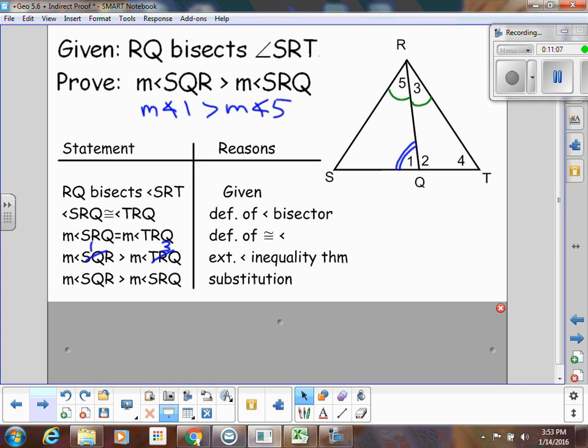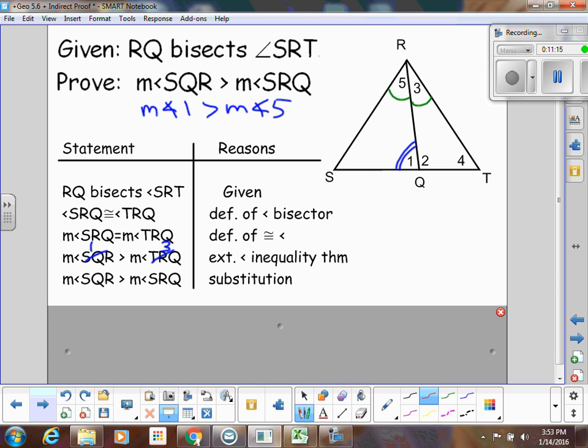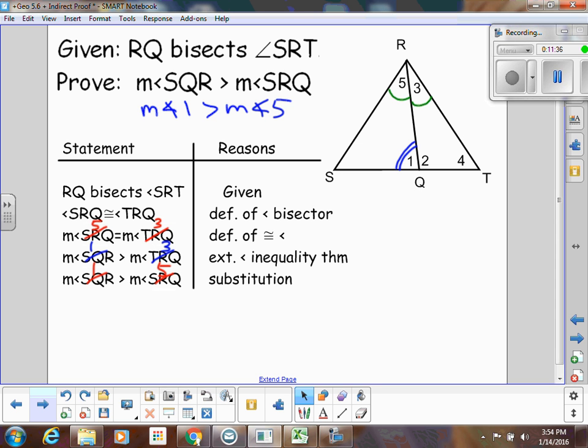Okay, and then we have the measure of angle 1 is greater than the measure of angle 5. And again, up here is where we said SRQ, that was the measure of angle 5, and then this was TRQ. I know that might be a little confusing with the letters versus the numbers, okay? But all we did was do a little substitution there, like in our explanation on the previous one.